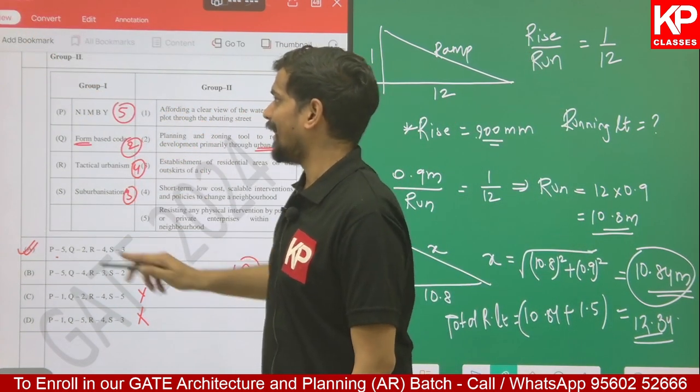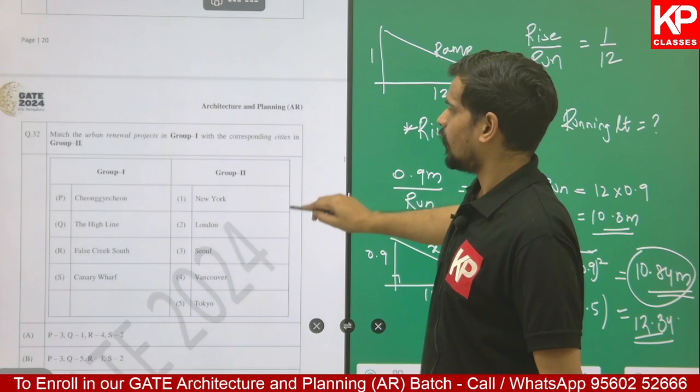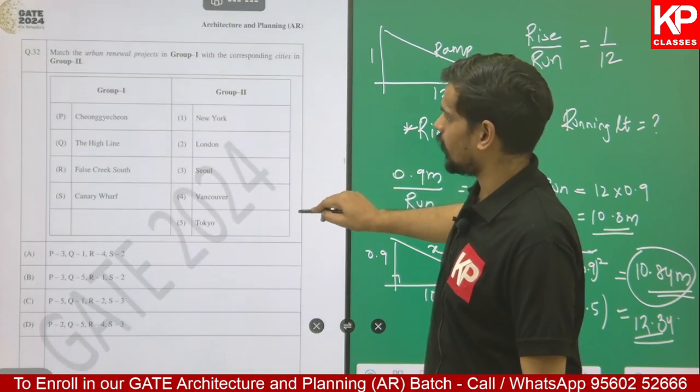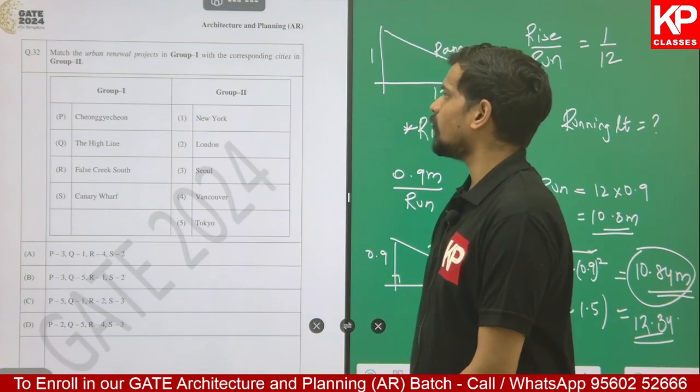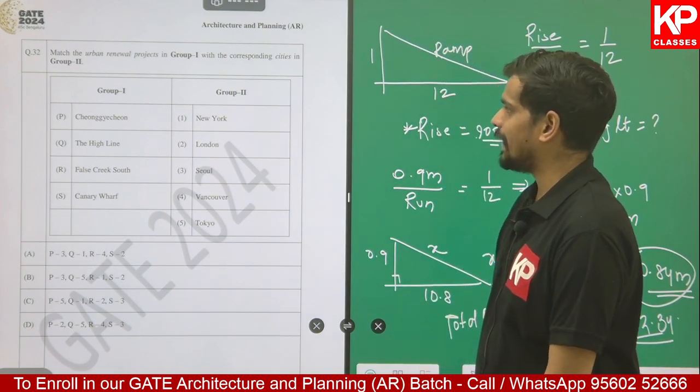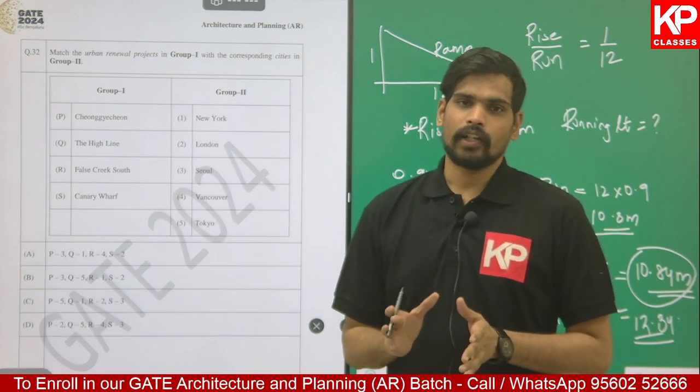So these are various concepts in the context of urban planning and design, which have been defined in this particular column 2. The next one, 2 marks, theoretical multiple choice question again. It is also based on urban renewal projects. Match the urban renewal projects with the corresponding city. So again, this is in the area of urban design.